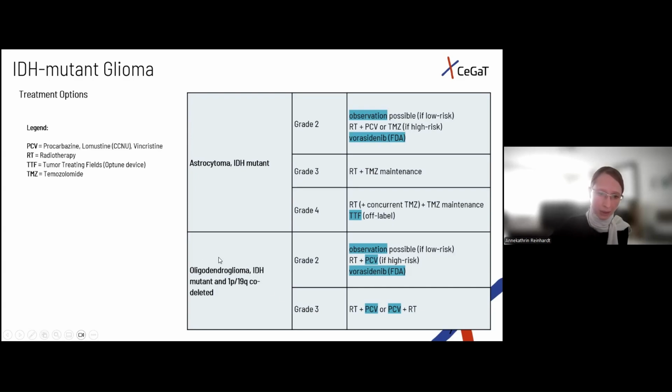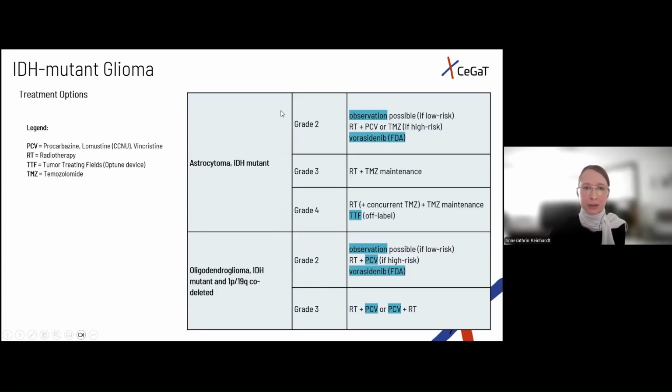However, in the oligodendroglioma, you see here the PCV scheme, which is preferred, and there are studies that confirmed that PCV works better than temozolomide in these tumors. PCV is a combination of procarbazine, lomustine, or CCNU, and vincristine. And this would be the regimen in these tumors, especially in Germany.